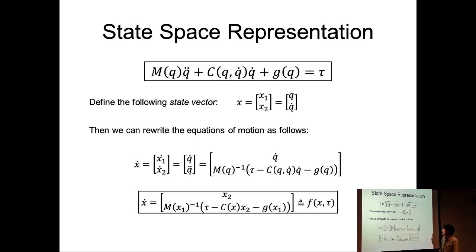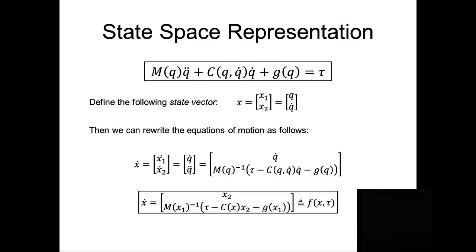Finally, what we're able to do is write our state space equations of motion, our first-order differential equation of motion, x dot, with our state variables, as a function of our state variables as well as our inputs. So the standard formulation for state space representation is x dot equals some function of state and inputs.